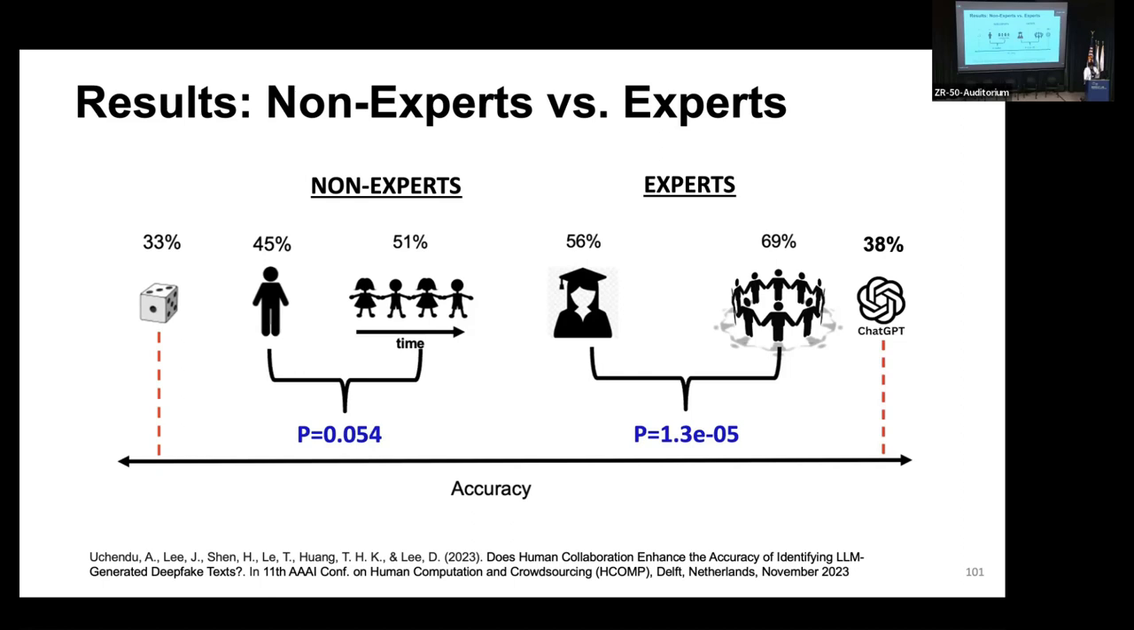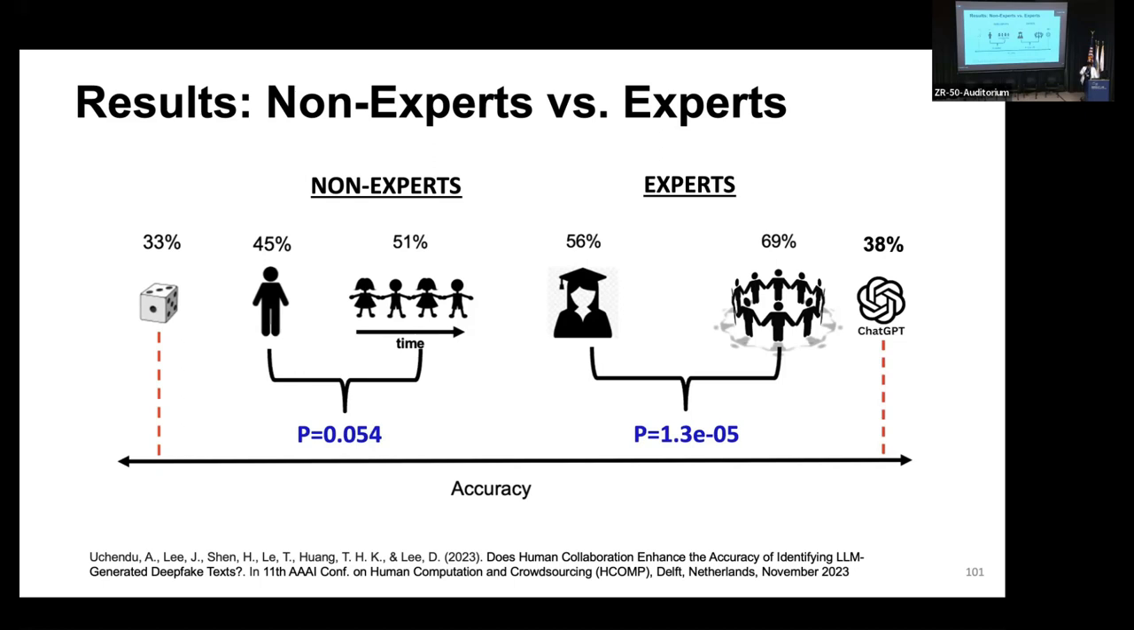Individual performance for experts is 56%. And when they collaborate, it increases the performance to 69%. And these are all averages. And we can see the significance scores below, showing that this improvement is statistically significant.